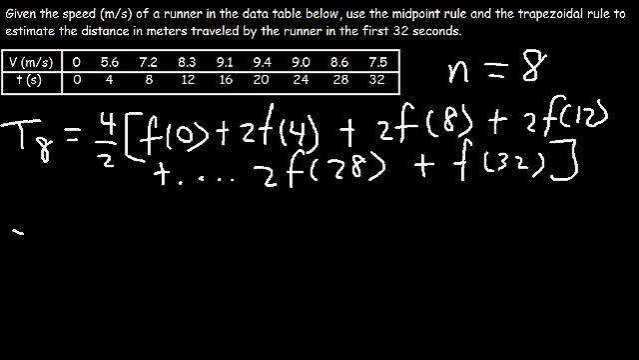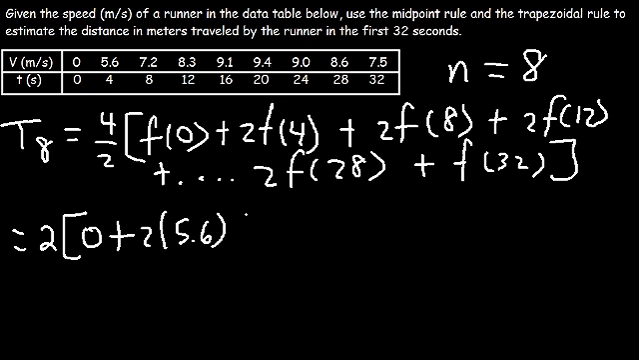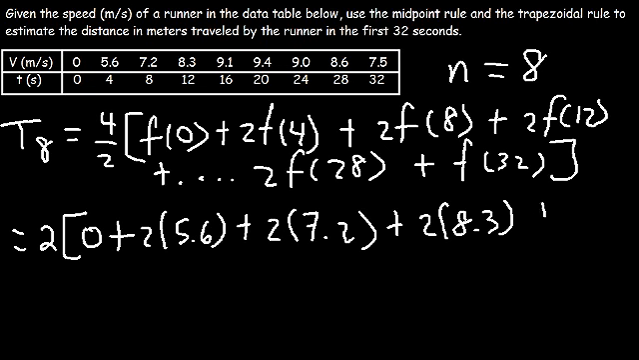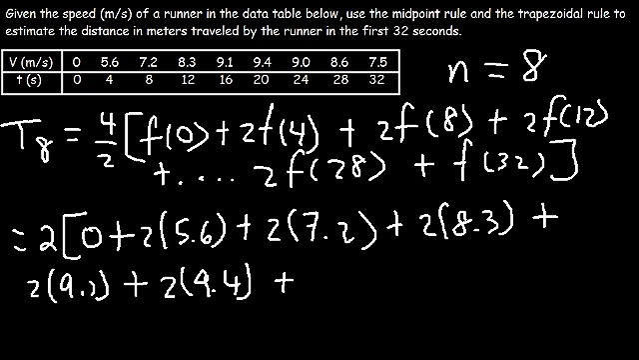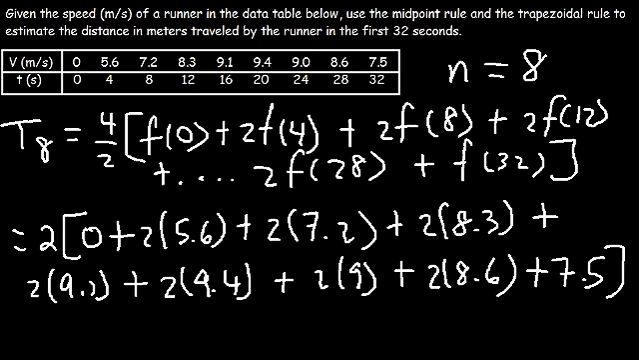4 divided by 2 is equal to 2. f of 0 is 0. f of 4 is 5.6. f of 8 is 7.2. And then it's going to be 2 times f of 12, which is 8.3, plus 2 times 9.1, and then 2 times 9.4, plus 2 times 9, plus 2 times 8.6, and then plus f of 32, which is just 7.5.